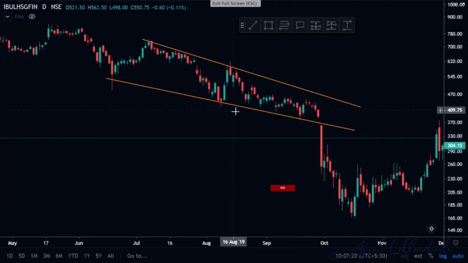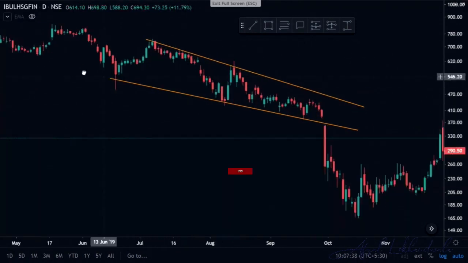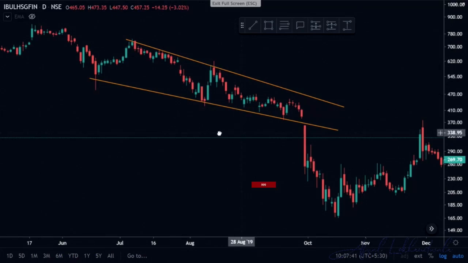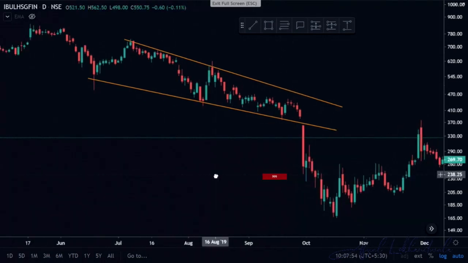Here is the chart of Indiabulls Housing Finance, the daily chart. Again we are seeing a falling wedge pattern. We have drawn two lines, the line connecting all the highs and the line connecting all the lows. Now the price was coming from a moderate downtrend, then the pattern started, and look at how the price behaved after the pattern was broken down. The pattern was broken down with this big red candle, and thereafter the price fell very nicely. So here it has acted as a bearish continuation pattern.